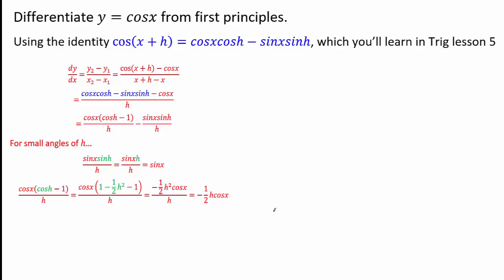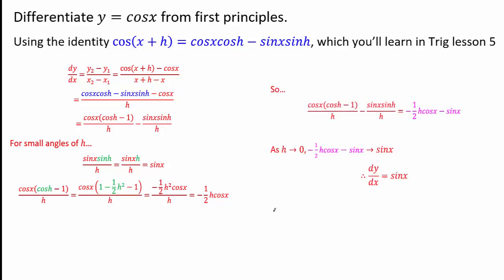For small angles of h, the easier term to do, the sine one, sine x sine h divided by h, well, the sine h we can just replace with an h, and then those h's cancel. So that sine term just drops all the way down to a sine x term. For the cos term, cos h, if h is small, that gets replaced with a 1 minus a half h squared. And when we do the algebra on that, we get down to minus a half h squared cos h. The h's cancel, and so we get down to that version there.